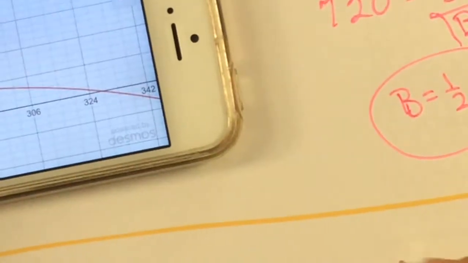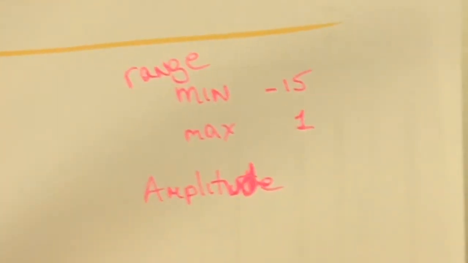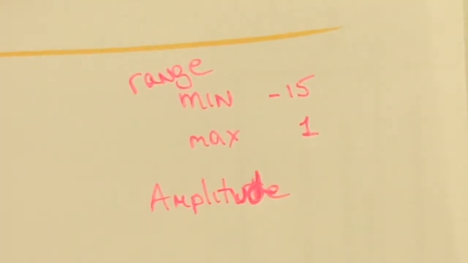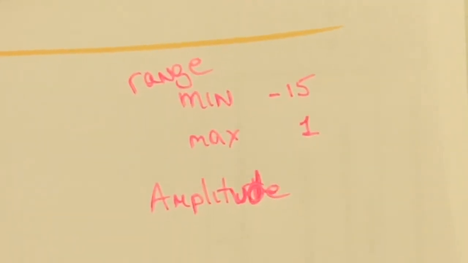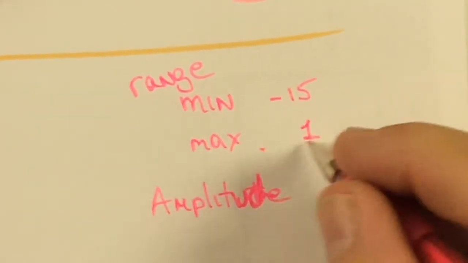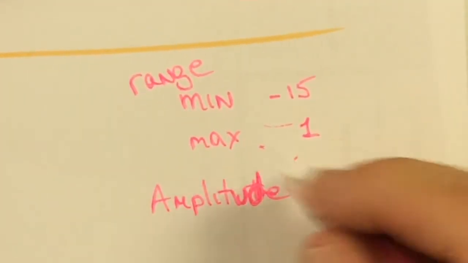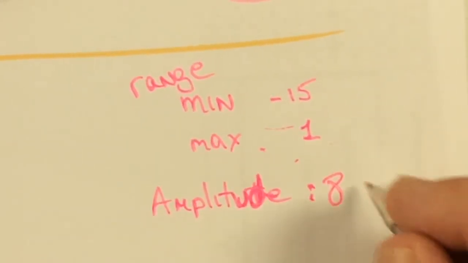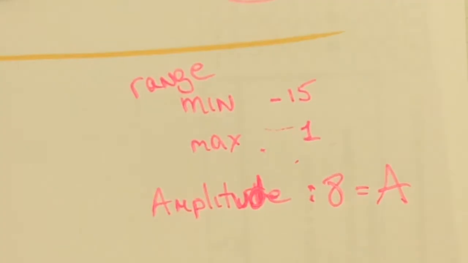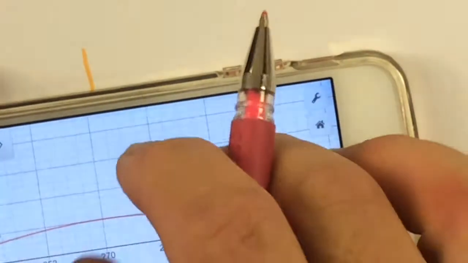So the minimum, in terms of the range, the minimum was -15 and the maximum was 1. So what's the amplitude going to be? Anybody? 8, right? We subtract these, get -16, divide it by 2, take the absolute value. The amplitude is 8. And amplitude is A. Cool. This is working out great.